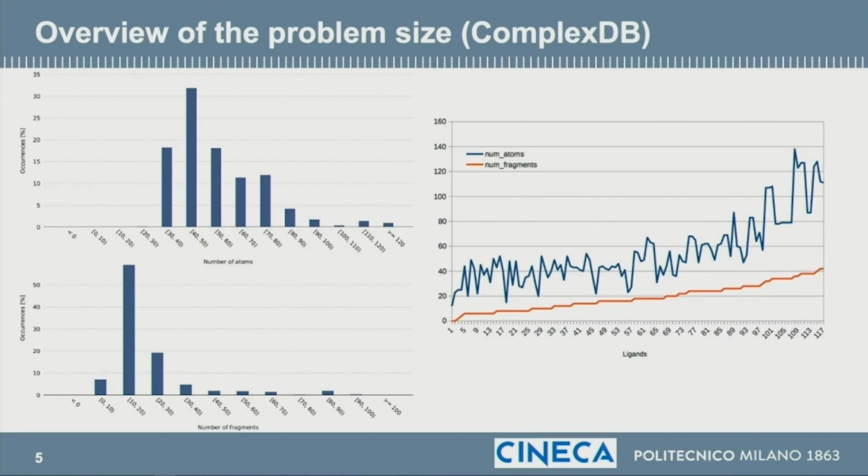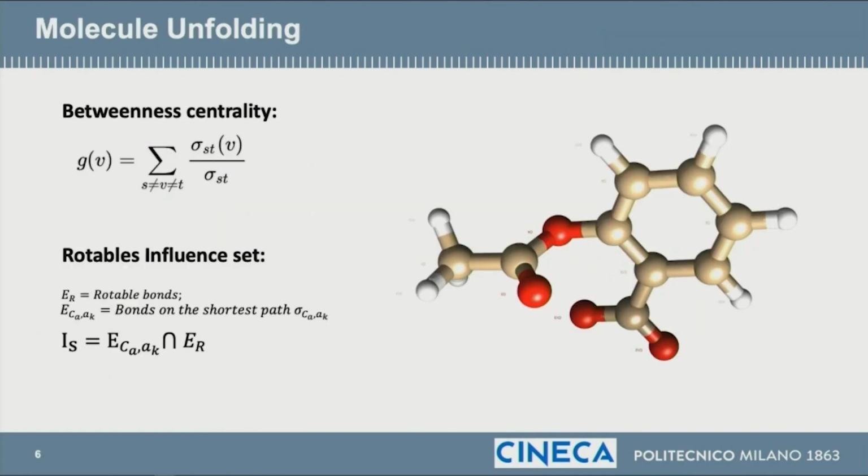On the right-hand side, you can also see that these two features are a proxy for the volume, because there are 118 molecules ordered in increasing volume, and we can see a positive correlation between the number of atoms and the number of fragments with the volume.